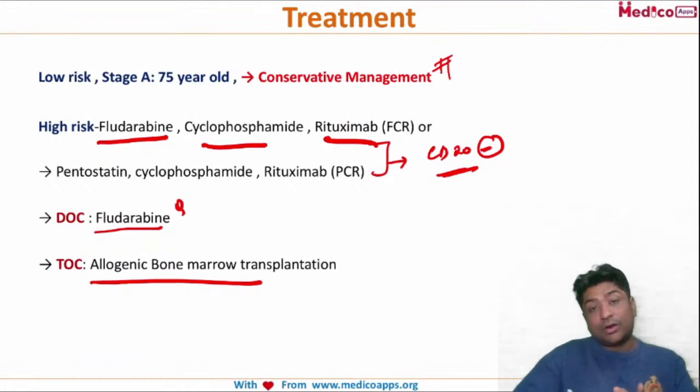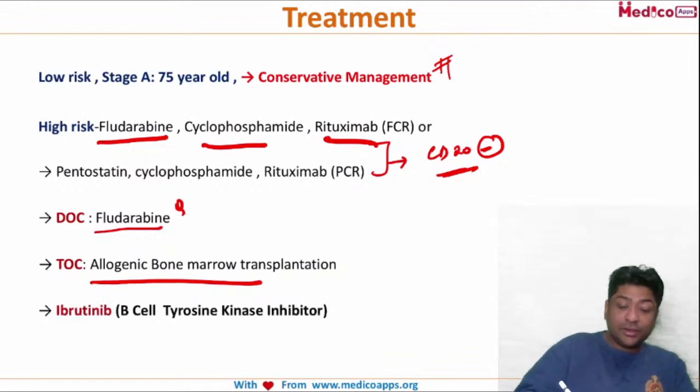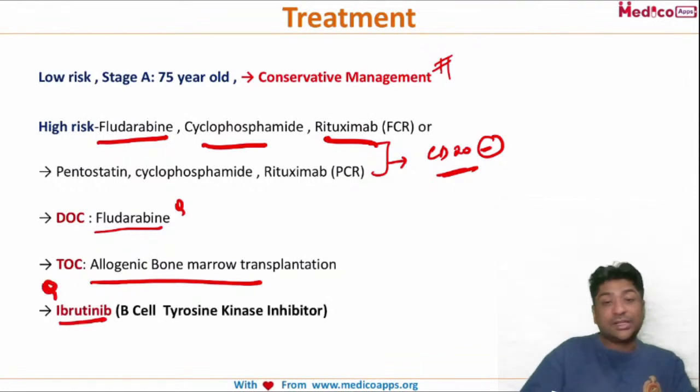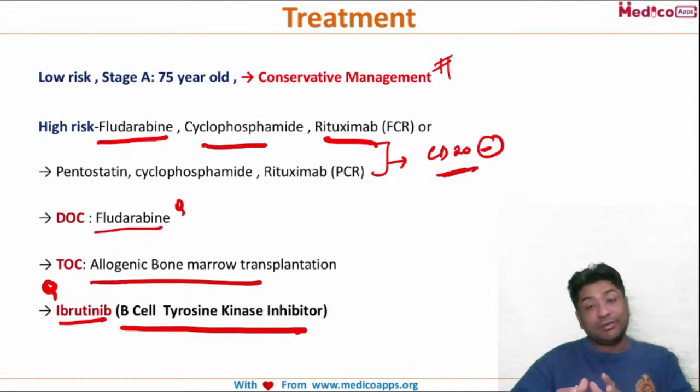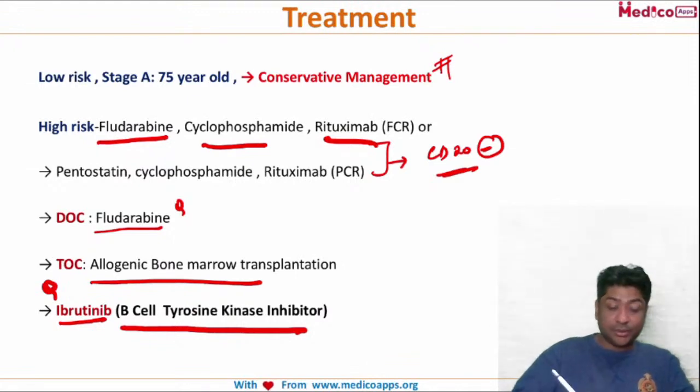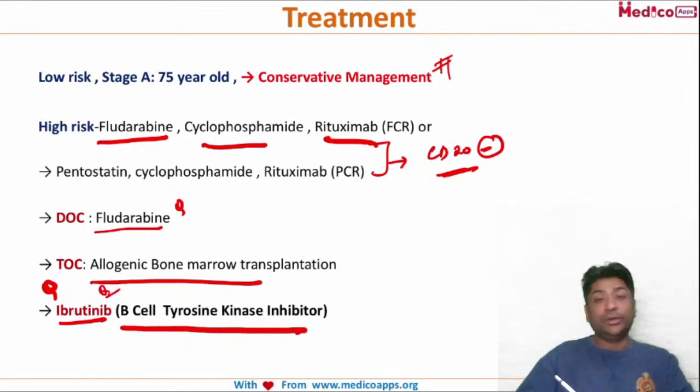There's a latest drug on which they asked a question, I think last year or the year before, that is ibrutinib. Ibrutinib is the latest drug which can be used for CLL patients, and it works as a B cell tyrosine kinase inhibitor. All these have a tyrosine kinase pathway being activated, leading to tumor formation. So this is a new drug, and this is the entire thing about treatment.